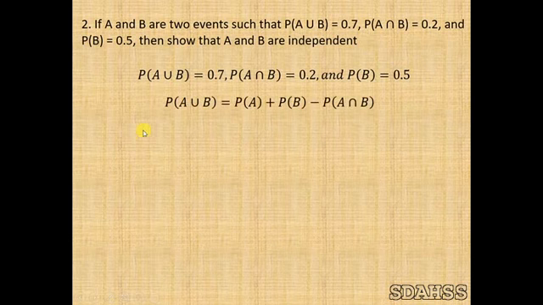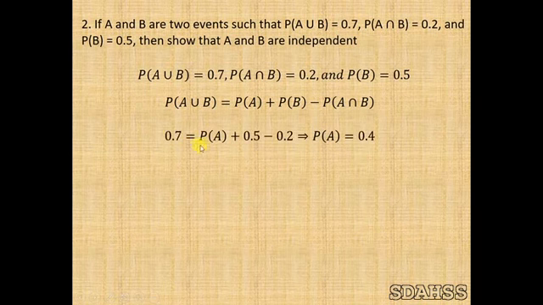That means first you have to find P of A. Here there is no P of A value. So for that you make use of the P of A union B formula. The P of A union B formula is P of A plus P of B minus P of A intersection B. Substitute all the values in this formula. So you have 0.7 is equal to P of A plus 0.5 minus 0.2.